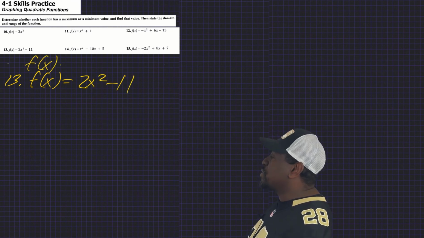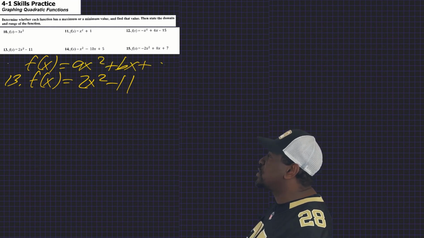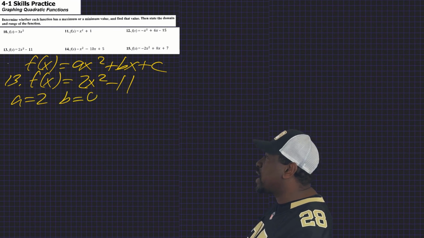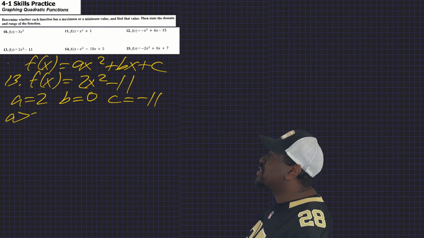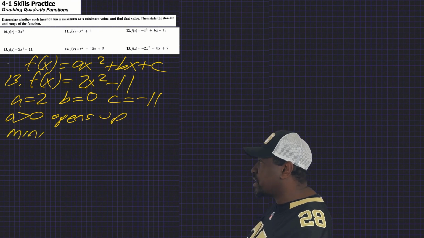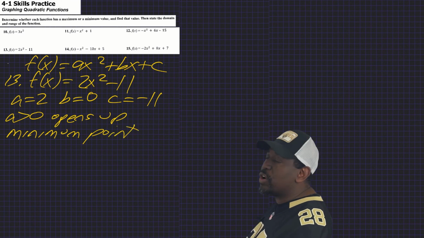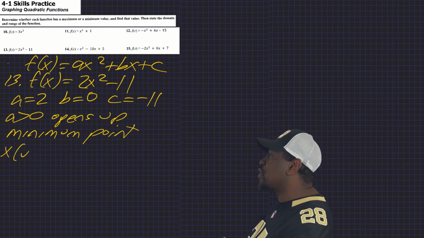So now we're going to do number 13, which reads f of x is equal to 2x squared minus 11. This time we write the general formula ax squared plus bx plus c. Now, since there is no x term, we know b is equal to 0. A is equal to 2, c is equal to negative 11. Since a is 2, that's greater than 0, we know it opens up, and we know our vertex is a minimum point.